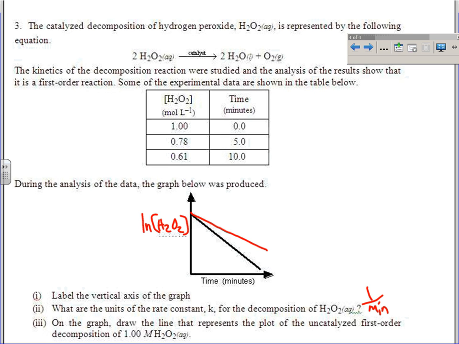Now, it says 1.0 molar, so notice I'm starting at the same spot I started at before because that would represent the natural log of 1.0 there. So I start at that same spot, it's going to have the same y-intercept, same initial concentration, but now it's going to happen slower. So I'm not going to have as steep a slope. So that means basically my k value is going to be smaller, so my rate's going to be smaller. So that would be how you answer these questions.